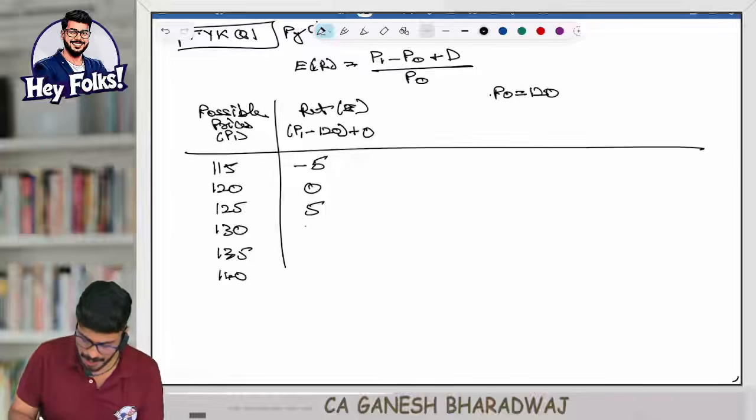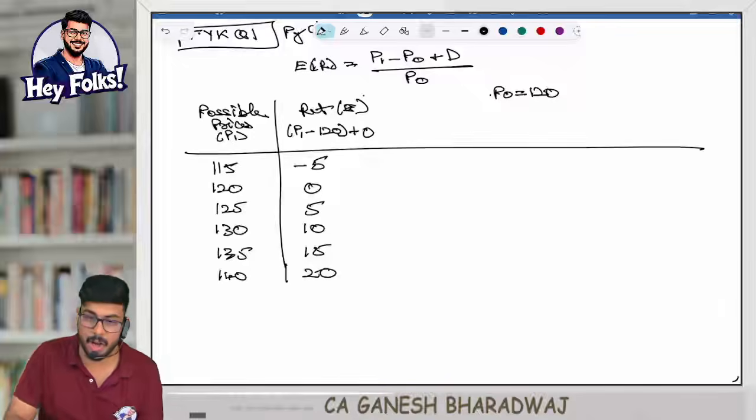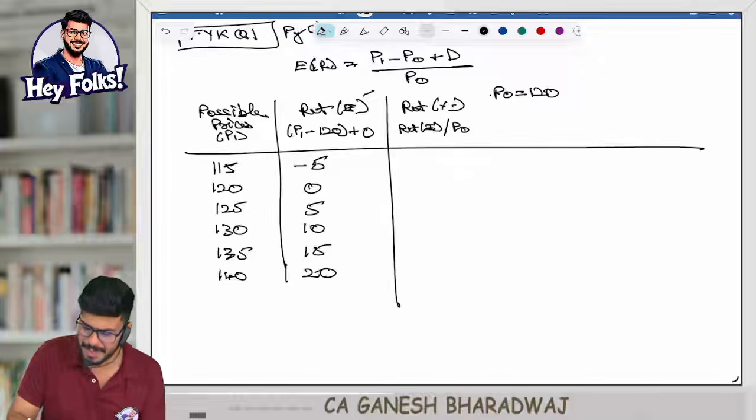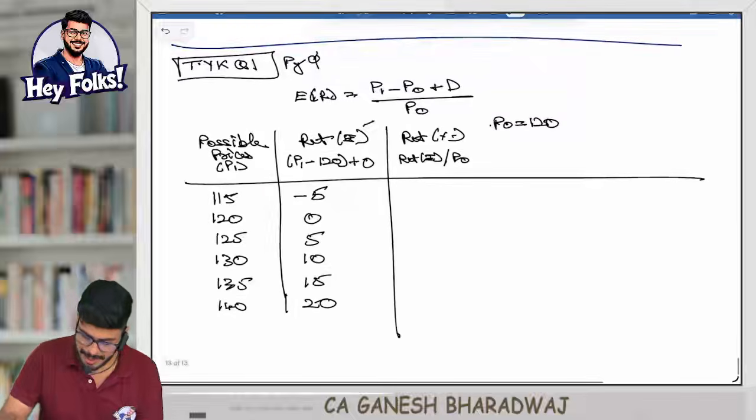130 minus 120, 10. 135 minus 120, 15. And 140 minus 120 is going to be 20. Is that clear, guys? But remember, we always calculate returns as a percentage. Hence, what do we do? Simple. The returns as a percentage is going to be this figure, the return in amount, divided by P0. Am I right, guys? That's what you do. These figures divided by 5, minus 5 divided by 120.